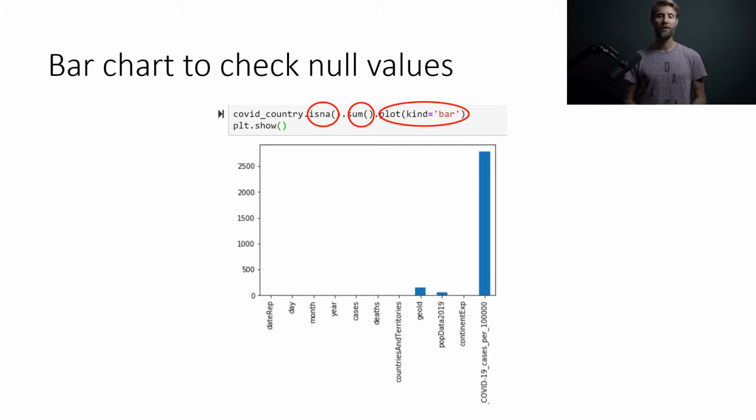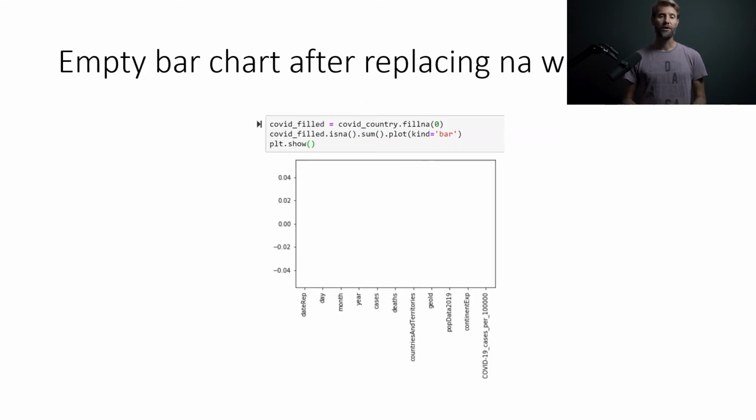In this example, we are applying 3 functions to create a bar chart in one line of code. The isna function selects the rows that contain null values. The sum function calculates the number of rows with null values, and the plot function creates the bar chart. We used the fillna function to replace the null values with a 0. After applying this, the bar chart is completely empty.